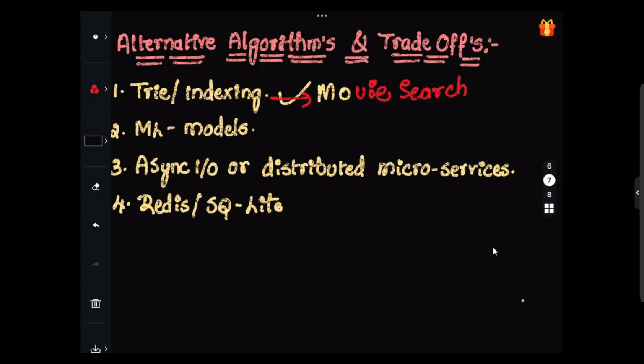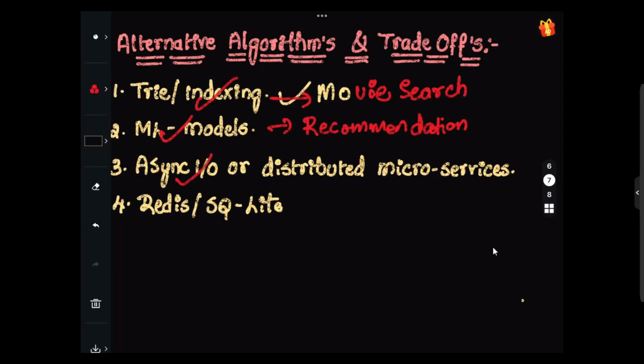And we can go with an ML model. For the recommendation, we can go with ML-based collaborative filtering for personalization. Yep, so this is one of the things.